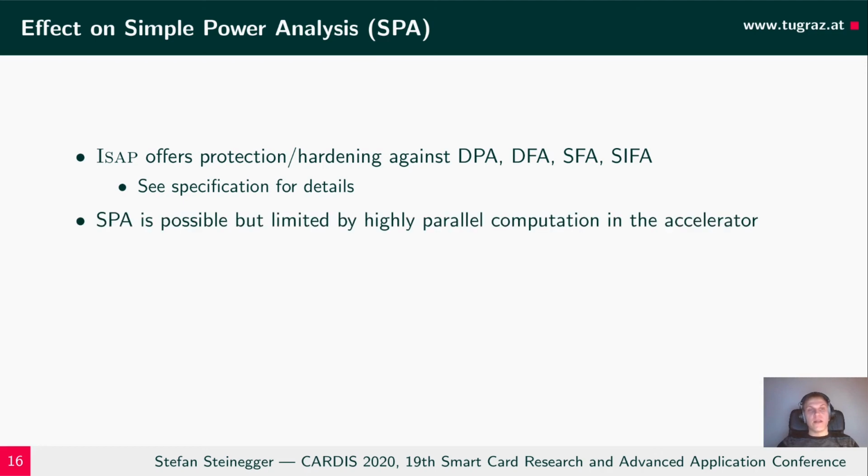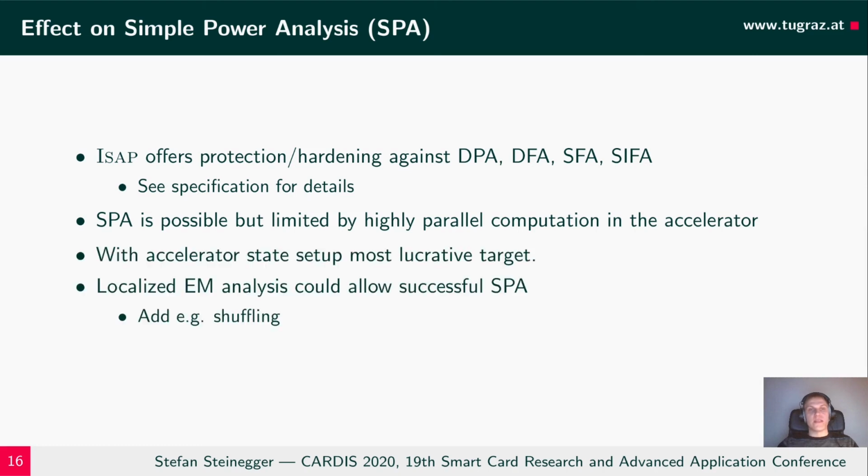However, simple power analysis attacks are still possible, but due to the accelerator processing all of the 320 bits of the state at once, they are quite limited. With the accelerator in place, however, the state setup phase itself becomes the most lucrative target for an attack. And a localized EM analysis could allow for a successful simple power analysis attack. So to alleviate that, countermeasures like, for instance, shuffling should be added. For a detailed analysis of how the attack works, I refer you to the section in our paper.